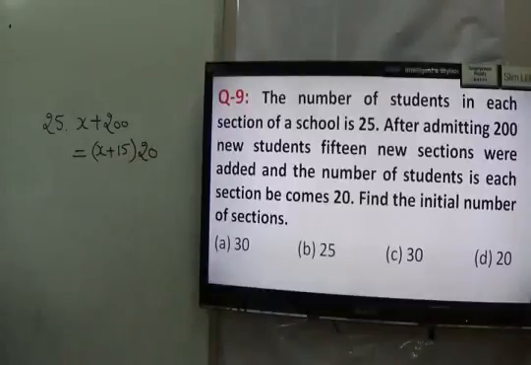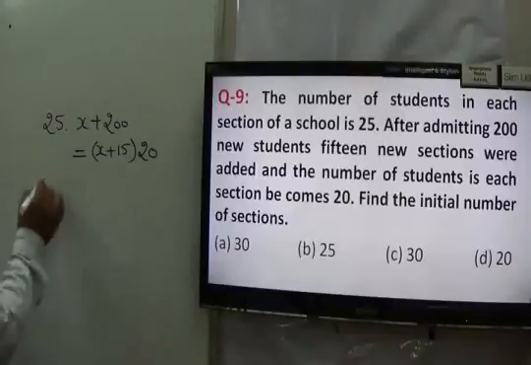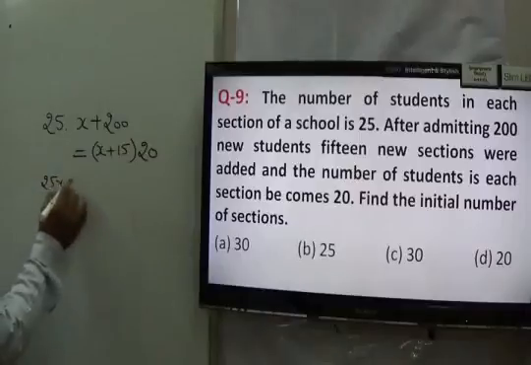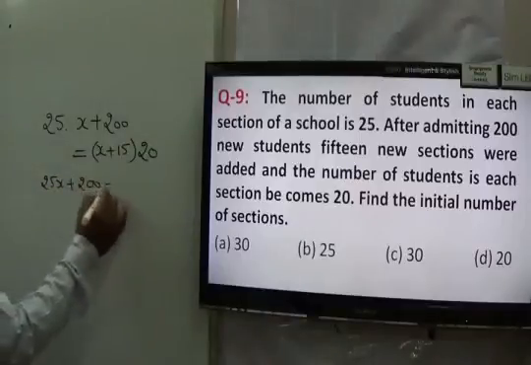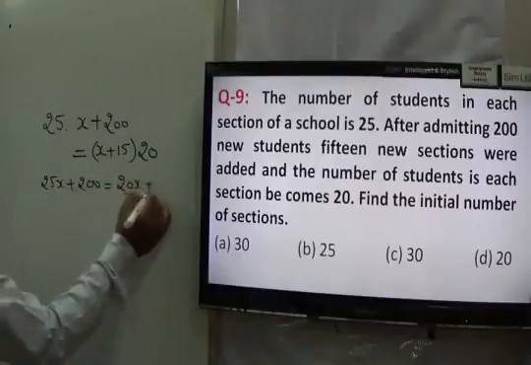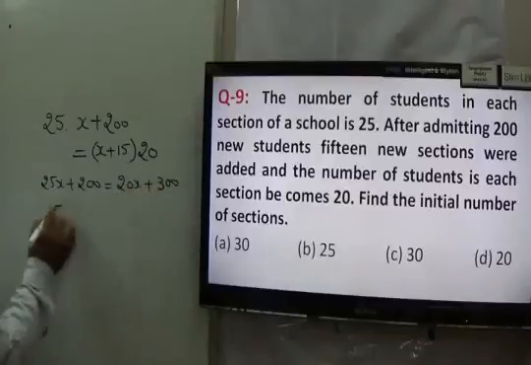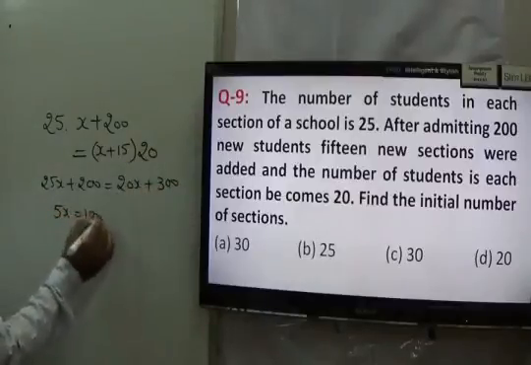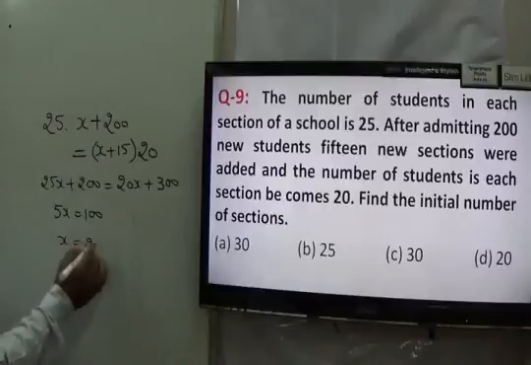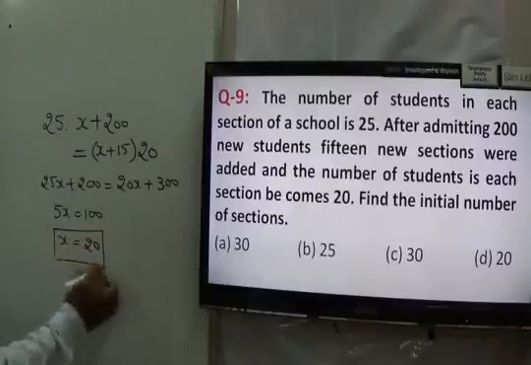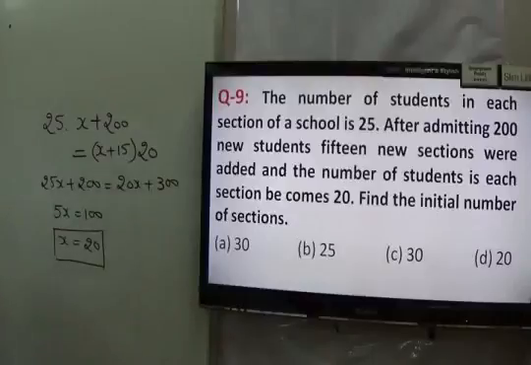Okay. With this equation we have to find the value of x because the number of students will always remain the same. So I will take it as 25x plus 200 equal to 20x plus 300. It will give me 5x equal to 100, or I may say x equal to 20, right? So I can say that initially there are 20 sections in the class.